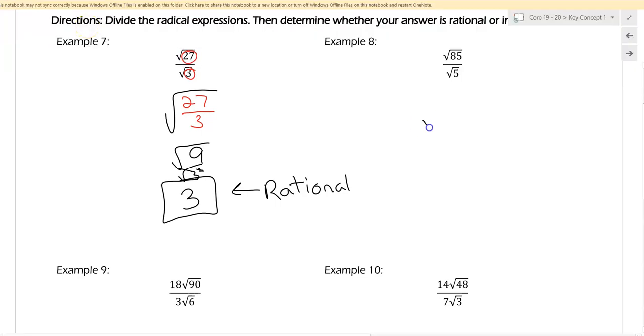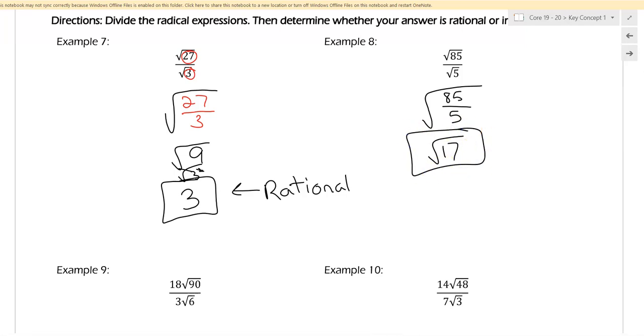Square root of 85 divided by square root of 5. So we just write it as 1 square root. 85 over 5 is 17. And I'm going to save us time. That has no way of simplifying. 17 is prime. So this is irrational.